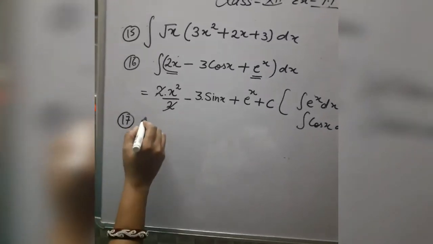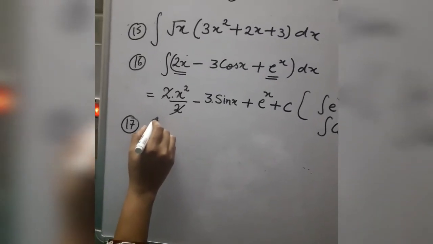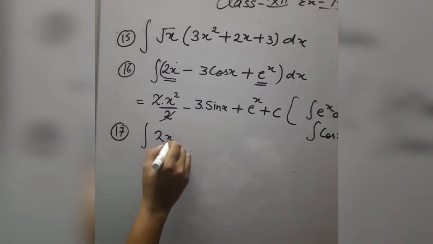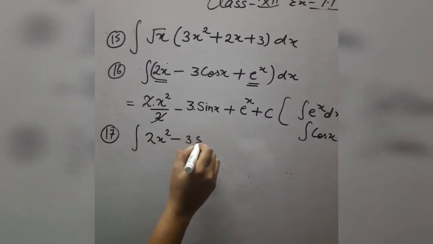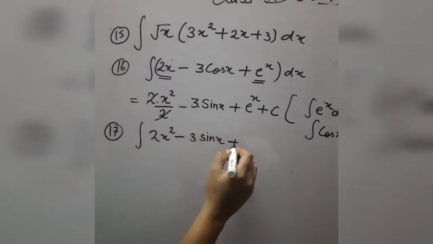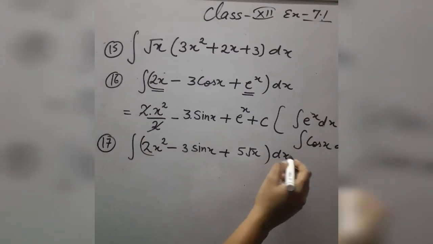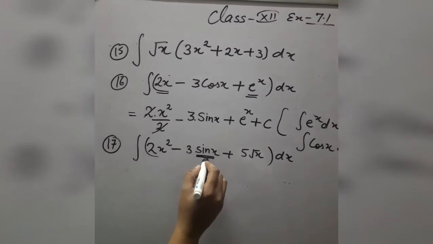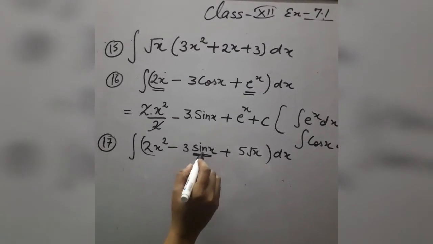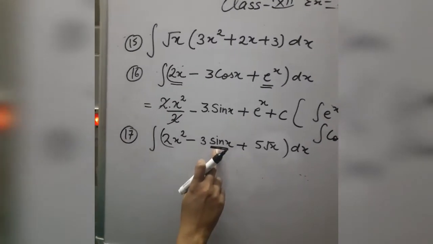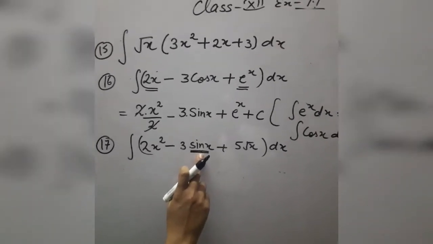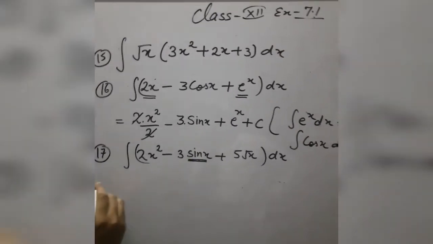And in the 17th sum also, just like the 16th, you will try this sum yourself: 2x square minus 3 sin x plus 5 into root x. You will do this sum yourself. In this case you will take integration of sin x as minus cos x, not plus cos x. Derivative of sin x is plus cos x, but integration of sin x is minus cos x.